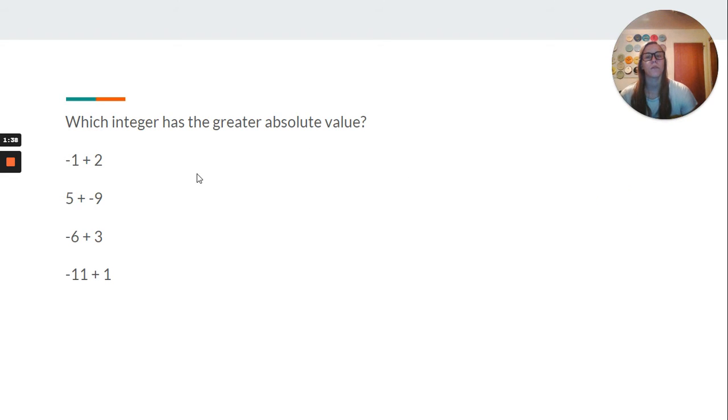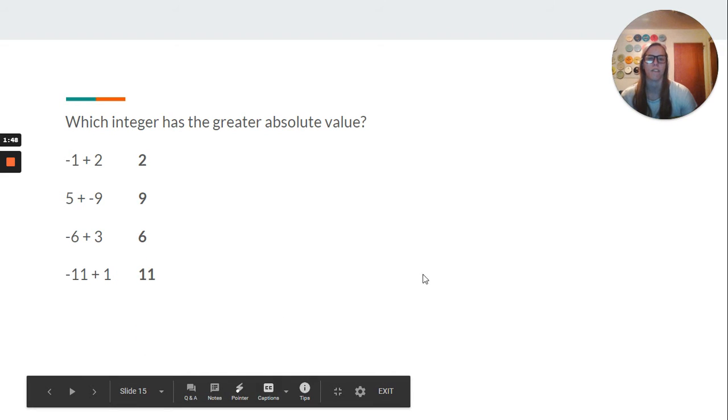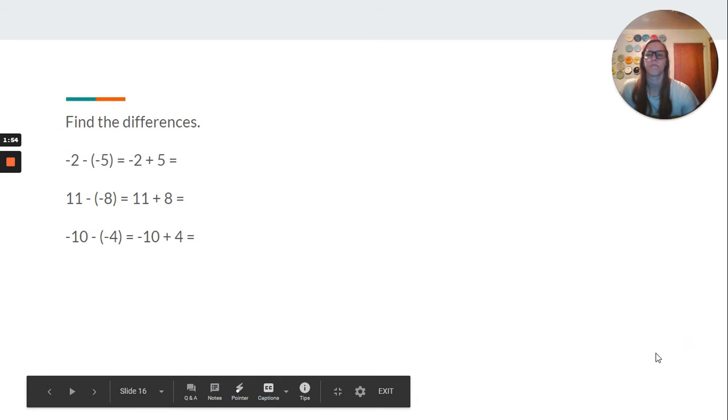Next, we talked about absolute value. So no matter what, absolute value is going to be positive. So which integer has the greater absolute value? 2, 9, 6, and 11. Because we take away that negative sign, and it's positive.